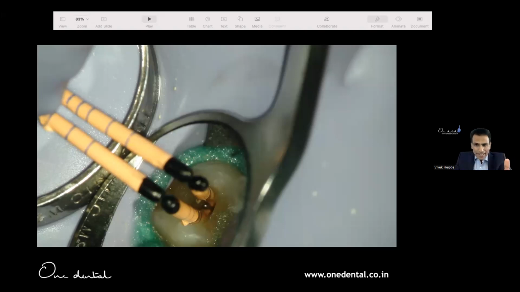Have you removed the smear layer? Have you cleaned the biofilm? Have you removed the bacteria 100% or close to 100%? You can't do 100%. That's why we call it a disinfection and not a root canal sterilization.